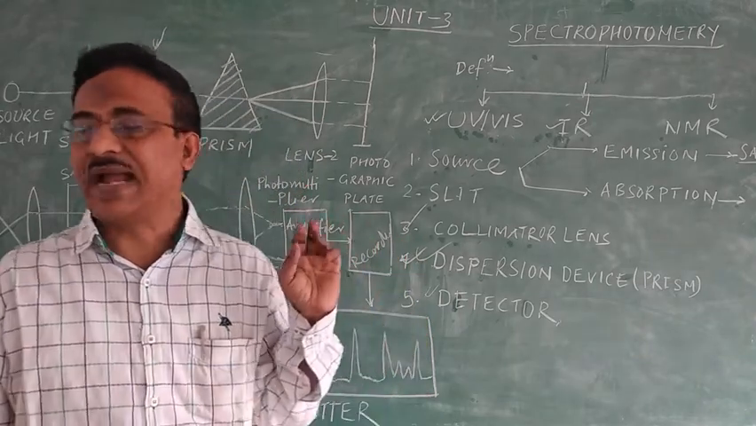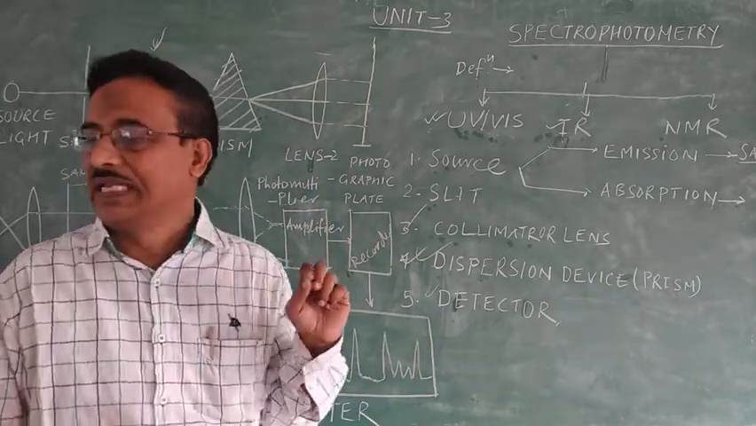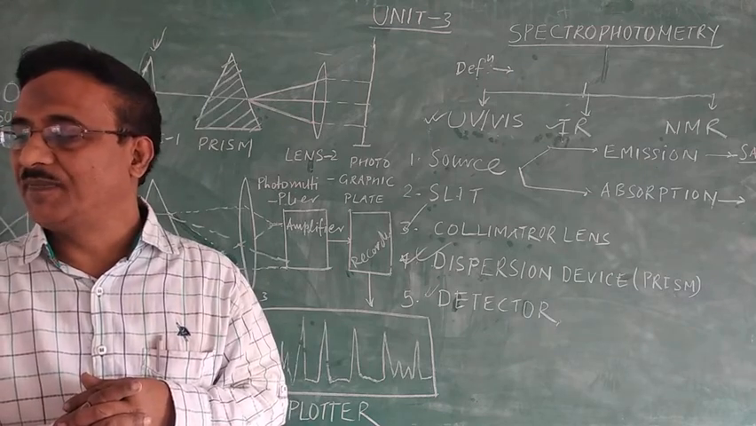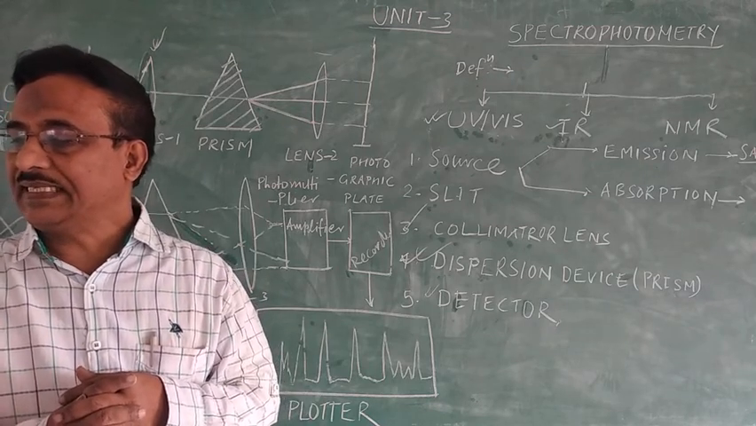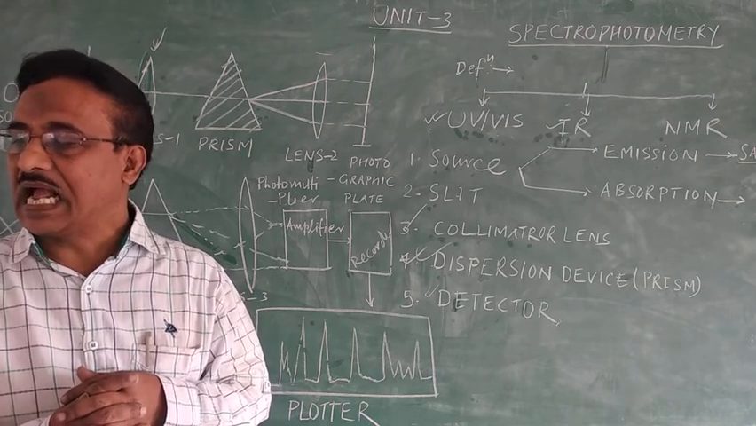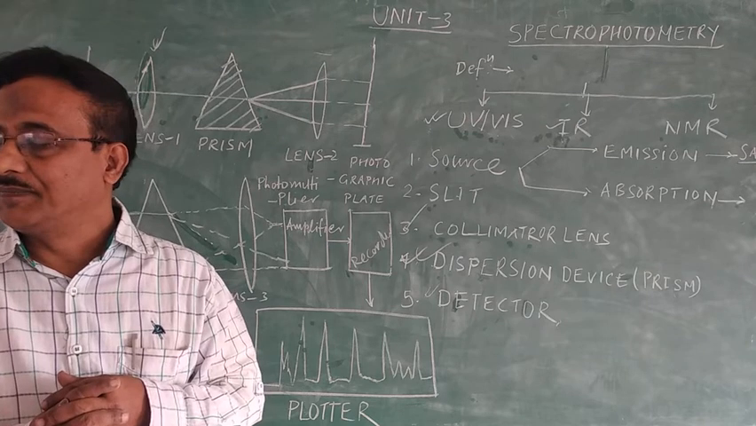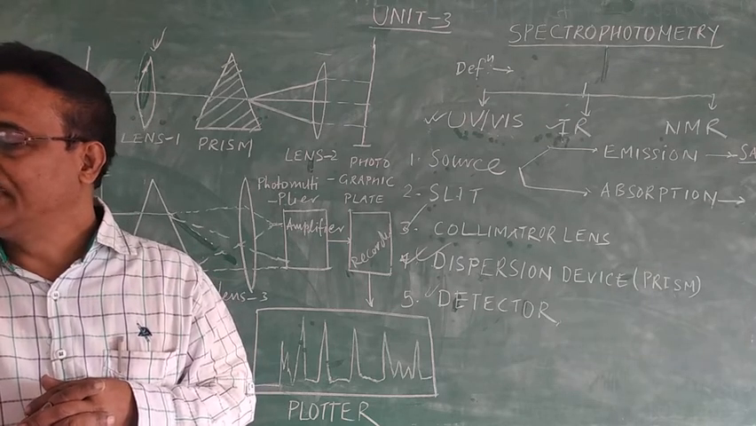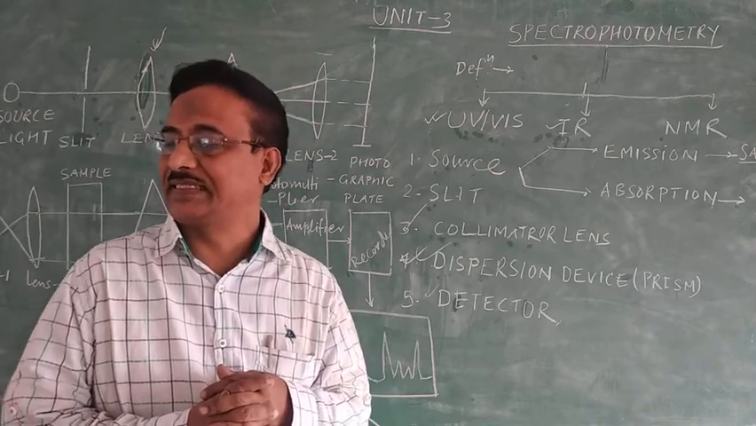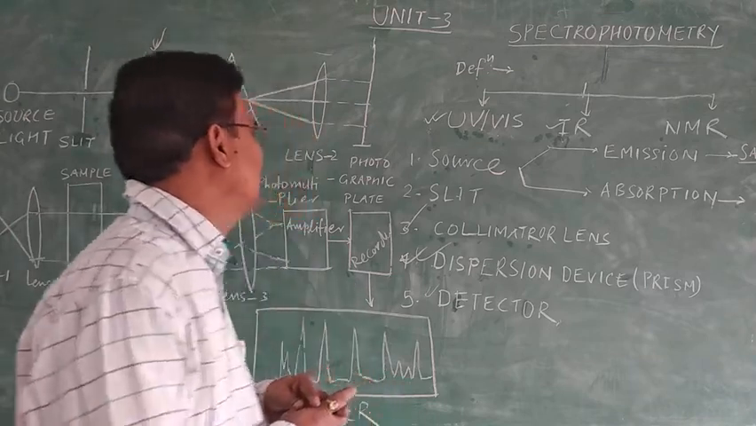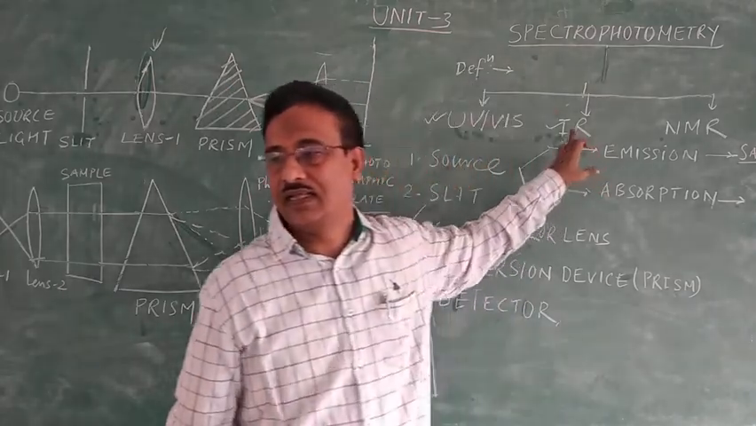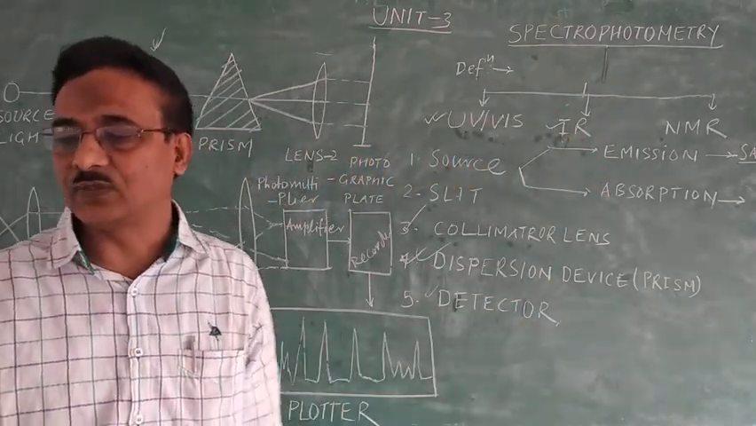And third is band spectrum. The band spectrum consists of a group of closely spaced lines giving the appearance of a broad luminous band, which is called band spectrum. This is the definition of emission spectra, and it is classified into three parts.